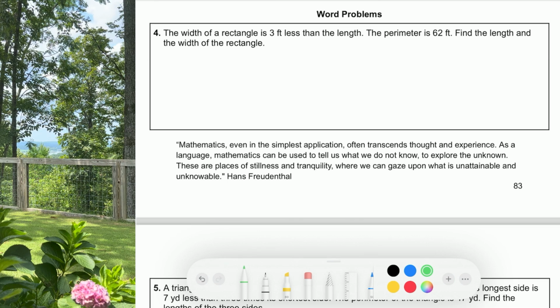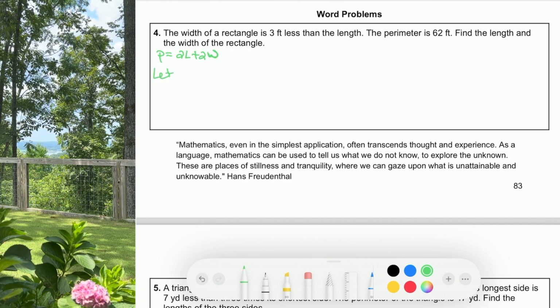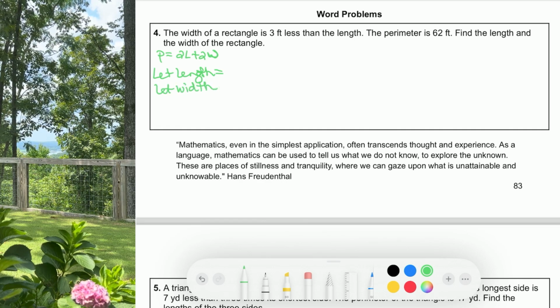Number 4, the width of a rectangle is 3 feet less than the length. The perimeter is 62 feet. Find the length and the width of the rectangle. All right, so I know automatically, since they want us to find length and width and they gave us perimeter, we're going to be using P equals 2L plus 2W. But now let's fill in our little pieces. So let length equal and let width equal. Okay, and then let P equal.